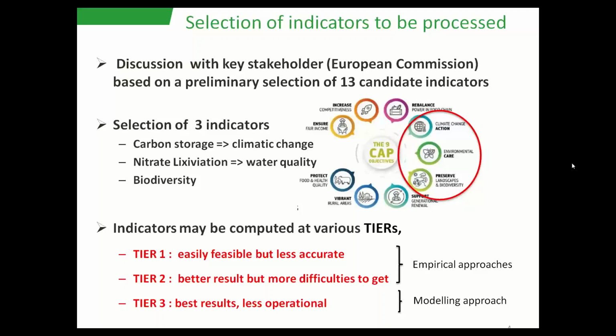And those indicators may be computed at different tiers, so levels of complexity. The tier 1 approach is easy to obtain, but is of course less accurate. It's based on some empirical approaches. The tier 2 provides better results, but it is more difficult to get because often it requires some access to FMIS data, but it is also based on an empirical approach. And finally, the tier 3 approach provides the best results, but is less operational currently.